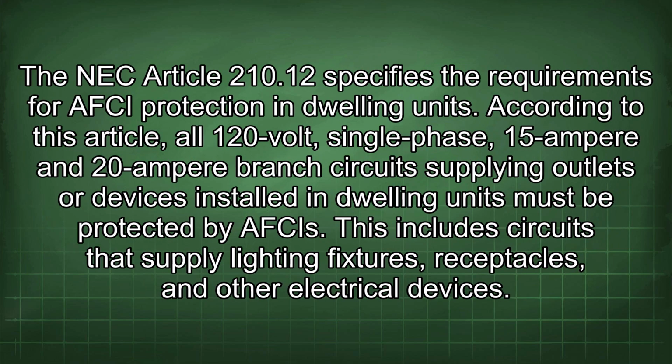The NEC Article 210.12 specifies the requirements for AFCI protection in dwelling units. According to this article, all 120-volt, single-phase, 15 ampere and 20 ampere branch circuits supplying outlets or devices installed in dwelling units must be protected by AFCIs. This includes circuits that supply lighting fixtures, receptacles, and other electrical devices.